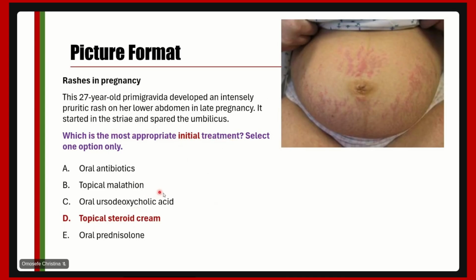That changes everything, because it may come and say she has tried steroid cream and it hasn't worked. What is your next line of management? If she's tried steroids and it has not worked, you're not going to give her steroids again. What would be your next step?